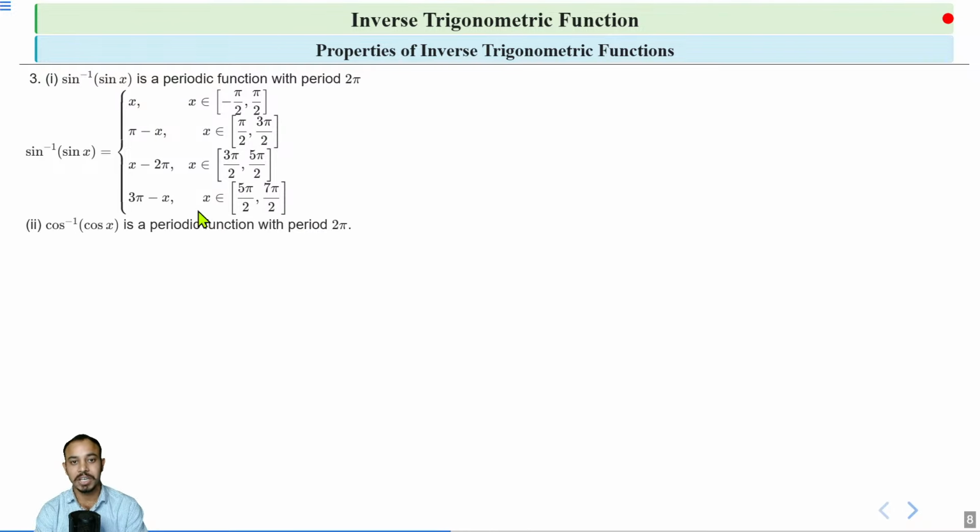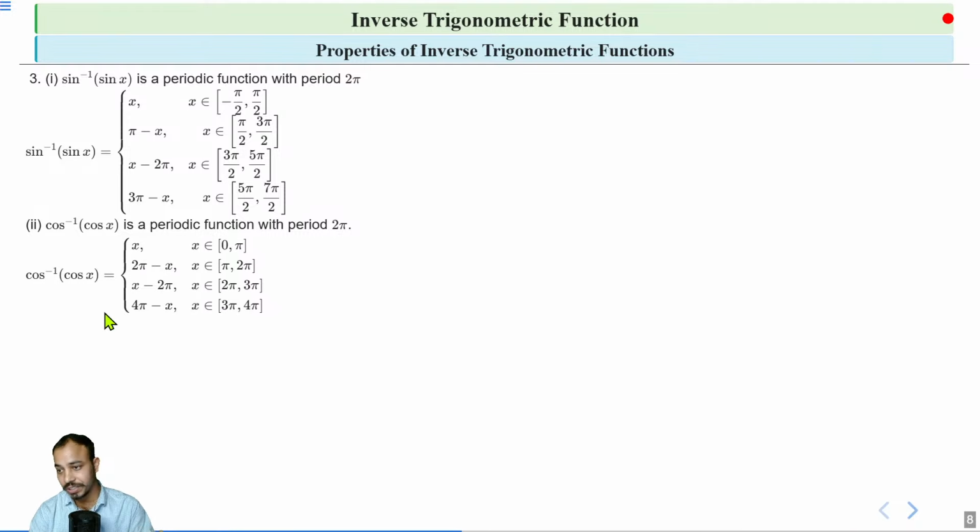Then see another property, that is cos inverse of cos x. Cos inverse of cos x is a periodic function with period 2 pi. Now see cos inverse of cos x is equal to x when x belongs in closed interval 0 to pi. Cos inverse of cos x is equal to 2 pi minus x when x belongs in closed interval pi to 2 pi. When x belongs in 2 pi to 3 pi, then cos inverse of cos x is equal to x minus 2 pi.